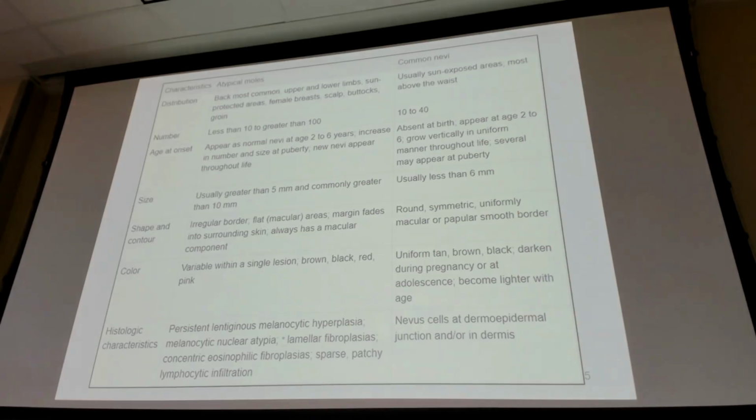On the slide deck, there's this chart right here that breaks it down. On the right side of the chart was all of the benign stuff that we discussed last week. But on that left column, that is what is dysplastic, what is atypical of the mole. So it just breaks it down.